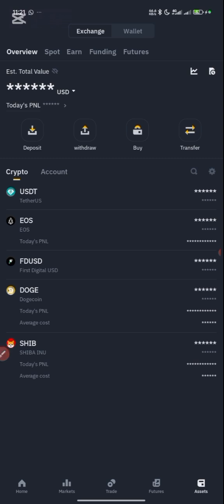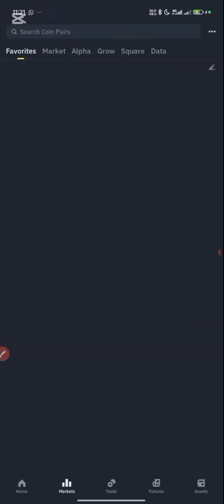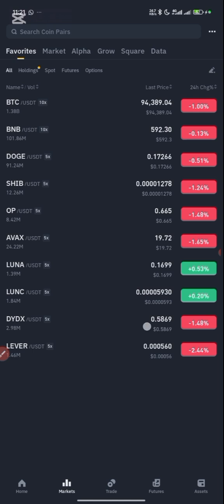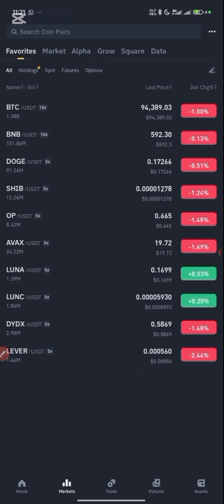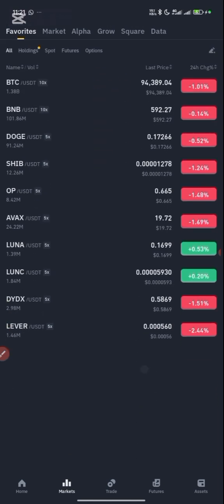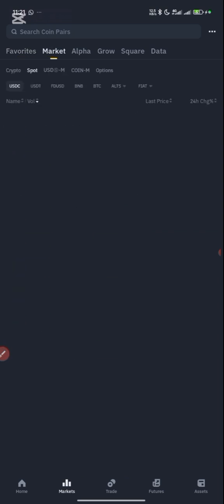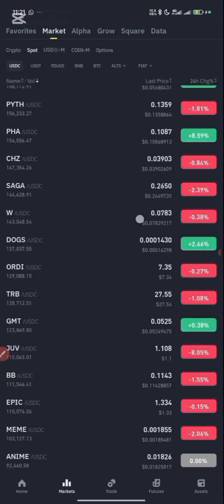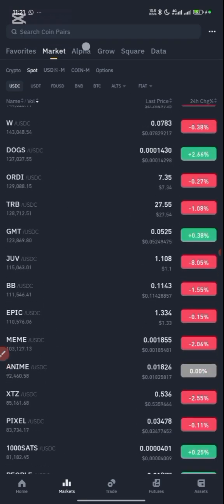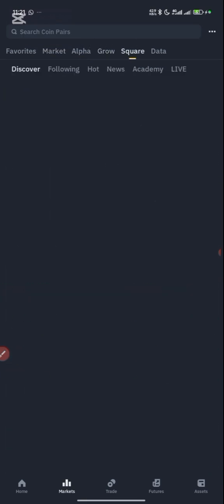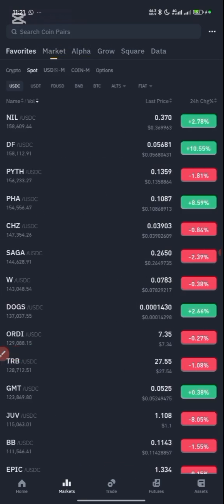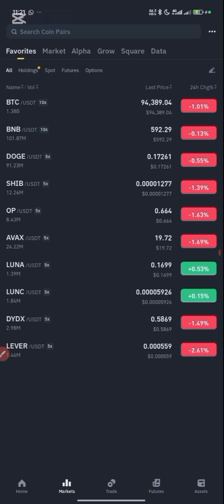So let's start from market. This market. So in market here, what you basically see is all the coins that have been launched on this exchange, on Binance. So you can navigate through it. You see thousands of coins are launched here. So Alpha, Grow, Square Data. You can just navigate through it. So next, let's move to asset first.